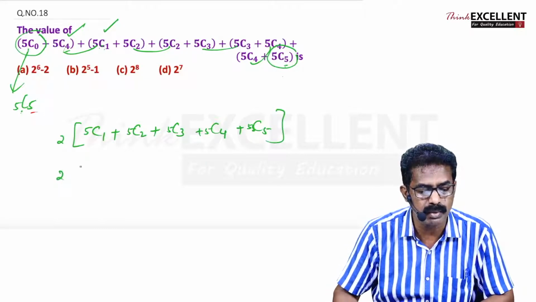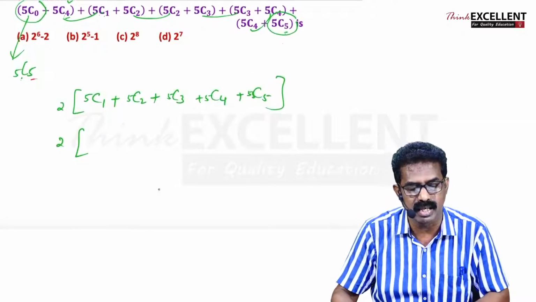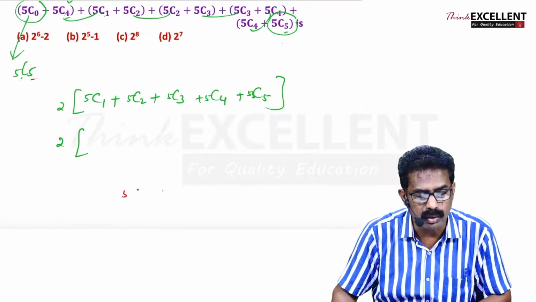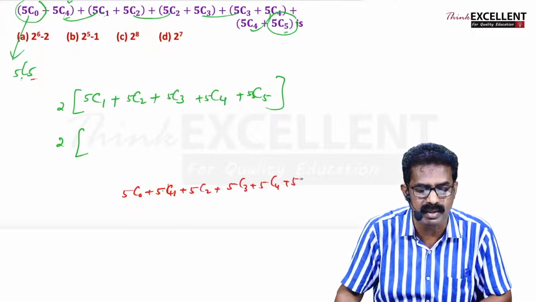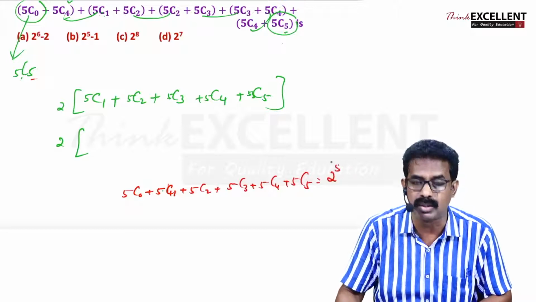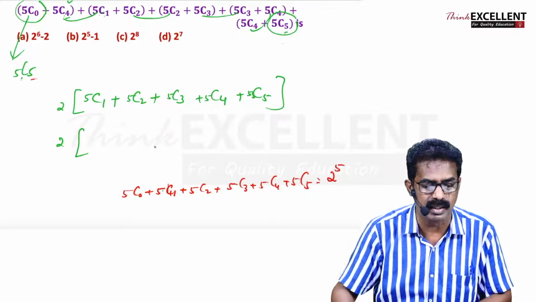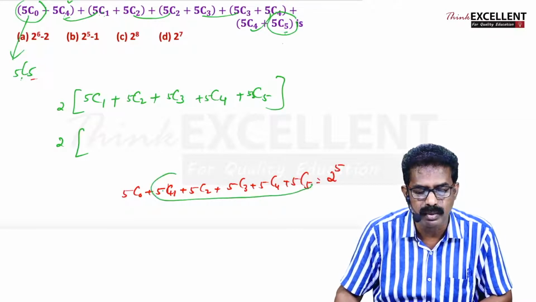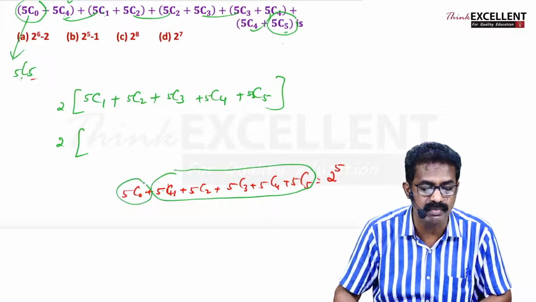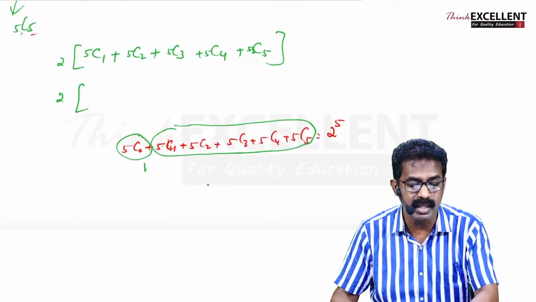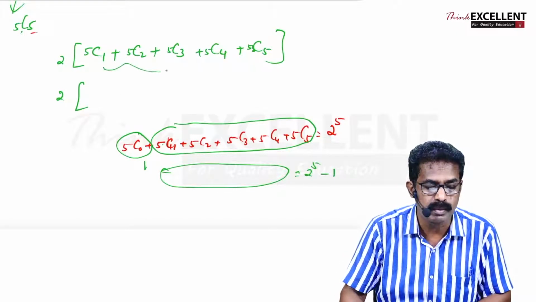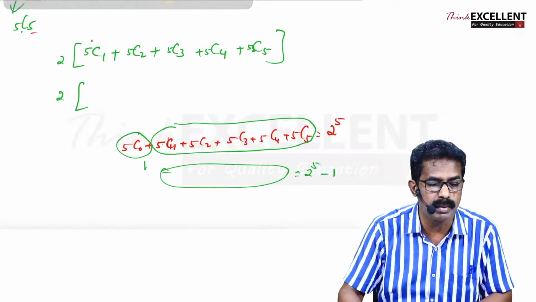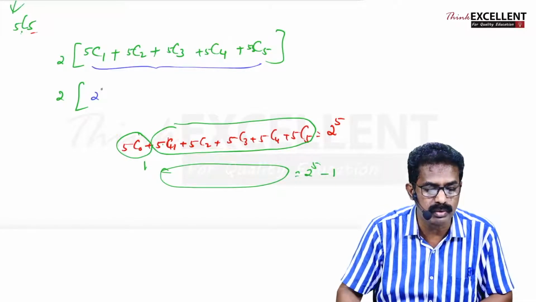You know the sum of the binomial coefficients is 2 raised to n. So here, since 5 is there, 5C0 plus 5C1 plus 5C2 plus 5C3 plus 5C4 plus 5C5 is 2 raised to 5. Here one term is missing, right? We have 5C1 onwards, only 5C0 is missing. What is 5C0? It is 1. Take this 1 to the other side. So this part is equal to 2 raised to 5 minus 1.